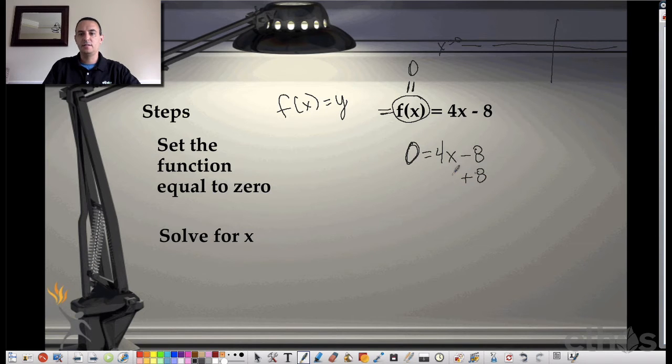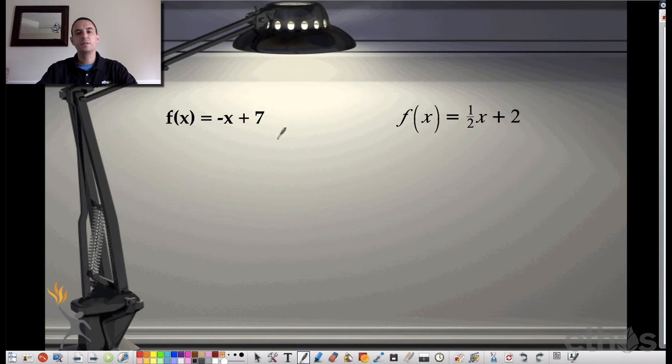So I'm going to add 8. So I get 8 equals 4x. I'm going to divide both sides by 4. And now I'm going to get 2 is equal to x. So my root of the function is at 2. Okay? So I would have a function root somewhere right about there. We can do the same thing throughout all of these. The key to remember is to set that f of x equal to 0. So we'll do these 2, and then we'll give you 2 to practice on your own.